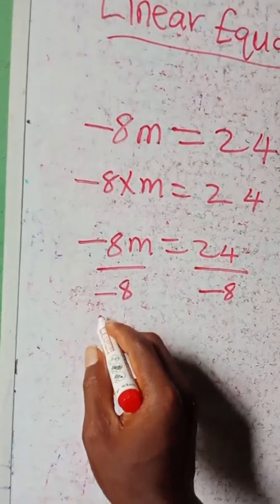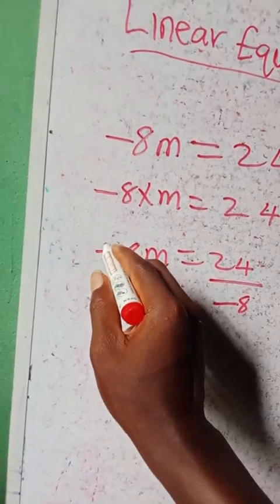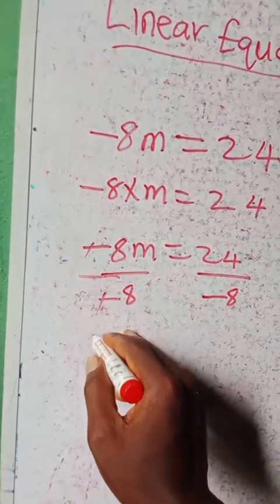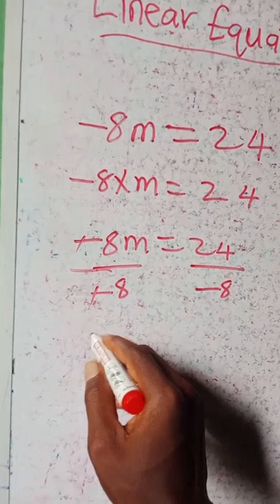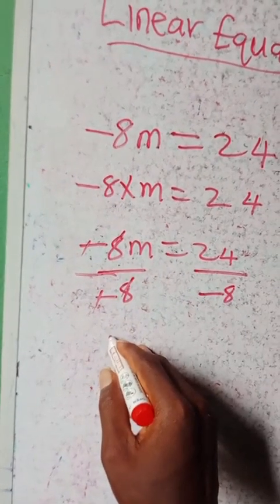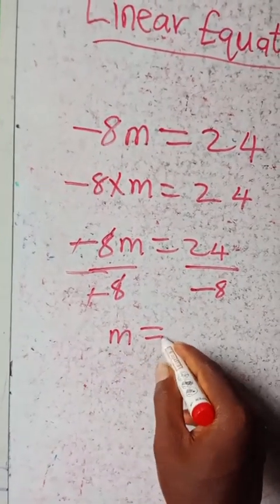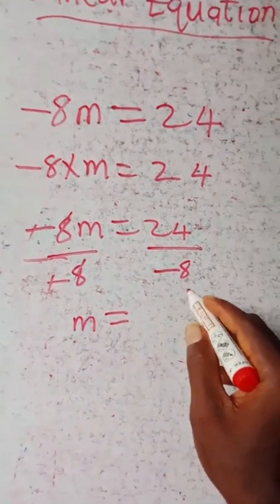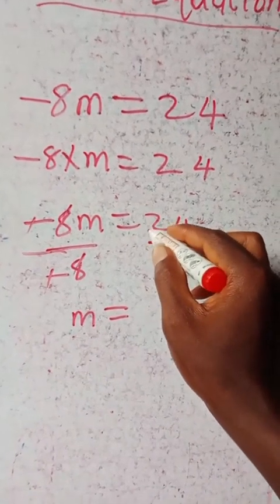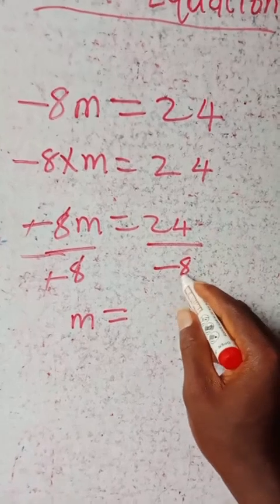And in our previous class, I told us that minus divided by minus is plus, invisible plus. Then 8 divided by 8 is what? 1. And 1 times m is what? m. So always m will be standing alone. Alright, so here is 24 over minus 8. 24 divided by minus 8.